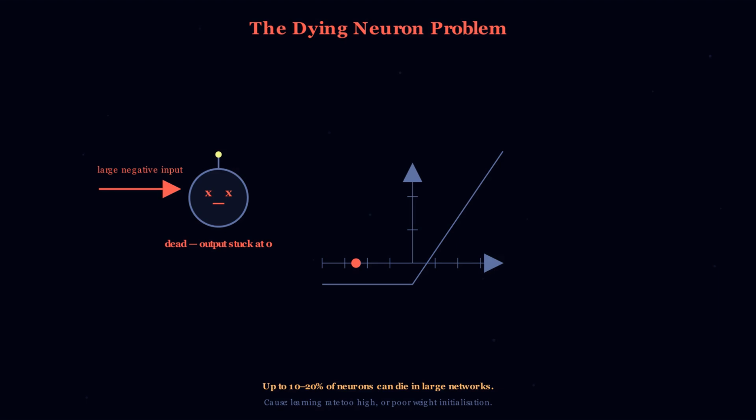In large networks, up to 10 or 20% of neurons can die. The network keeps working but with less capacity than you think you have. Cause: a learning rate that is too high, or poor weight initialization, pushing neurons into the permanently negative zone. 2 fixes for the dying neuron: Leaky ReLU and ELU.